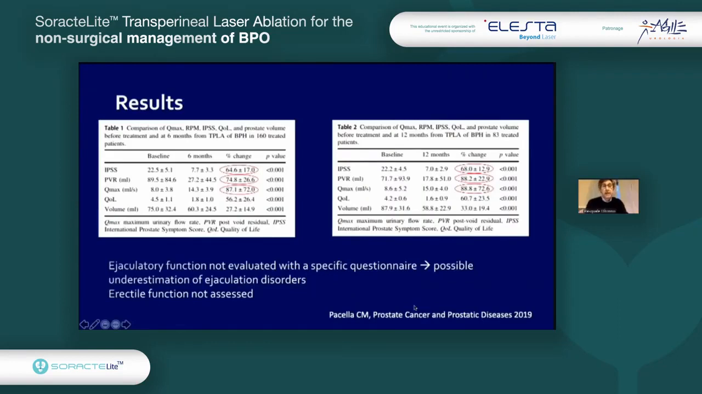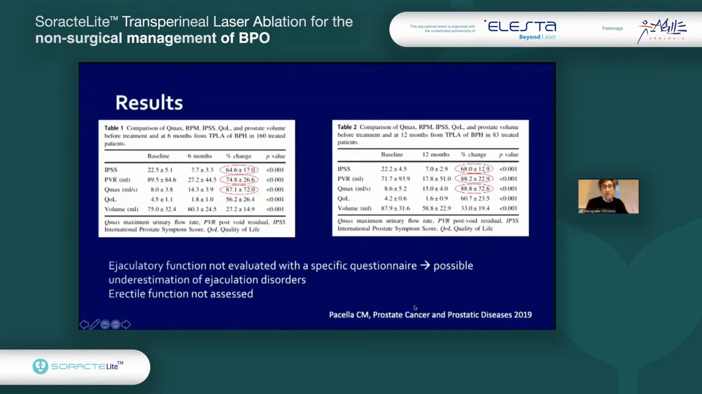We have an improvement in the IPSS of 65%, in the PVR 75%, up to 88% after 1 year, in the Qmax 87%, similar after 1 year, and quality of life improvement of 56%, and the volume reduction, very important, 27% at 6 months, up to 33% after 1 year.